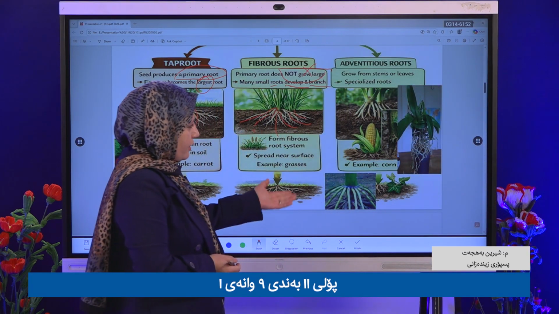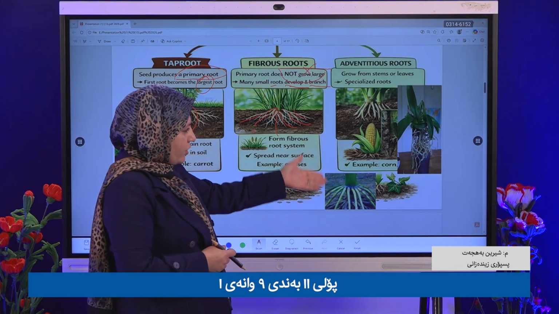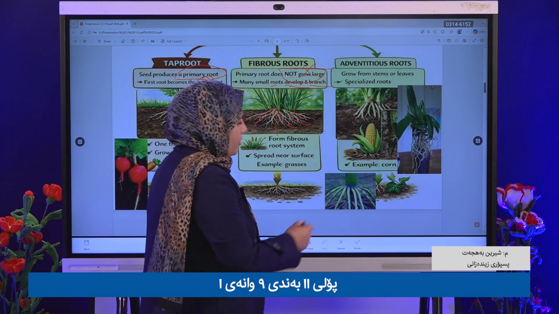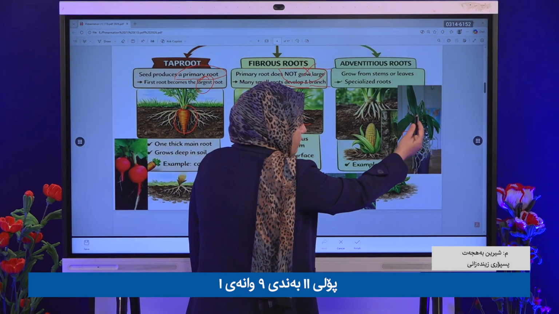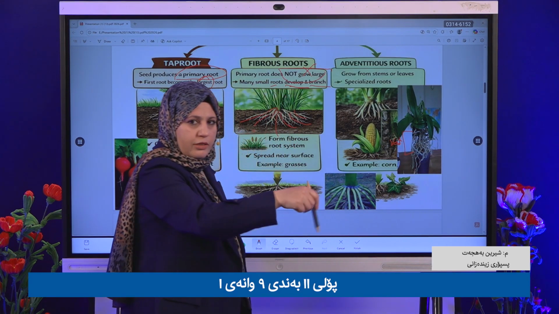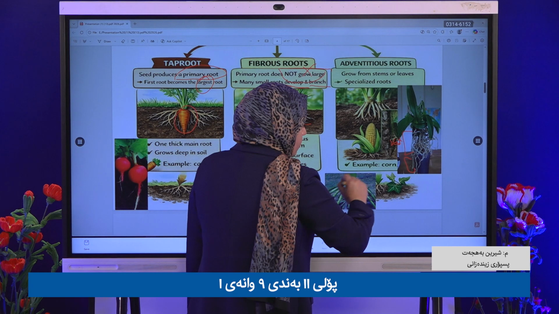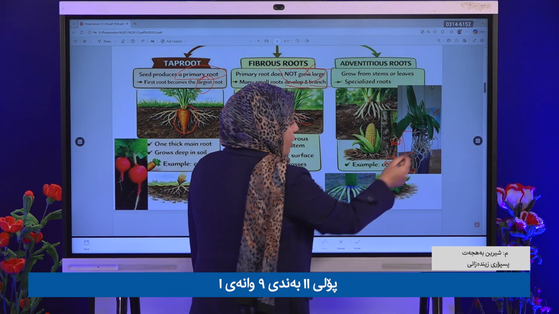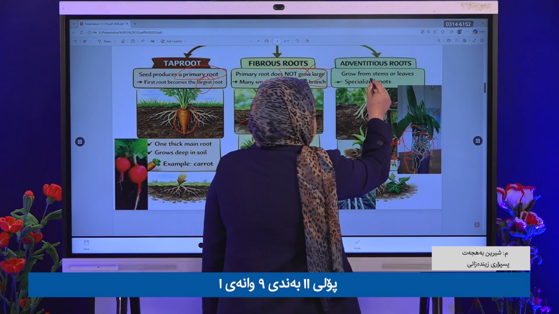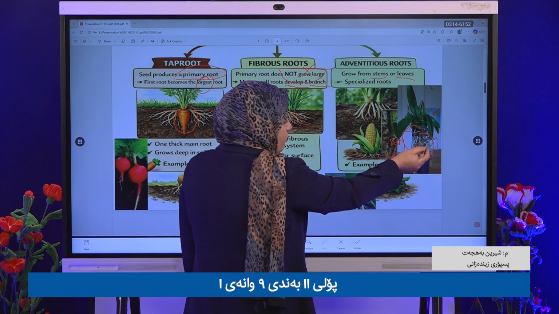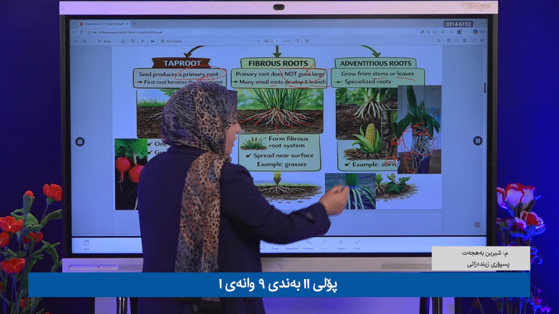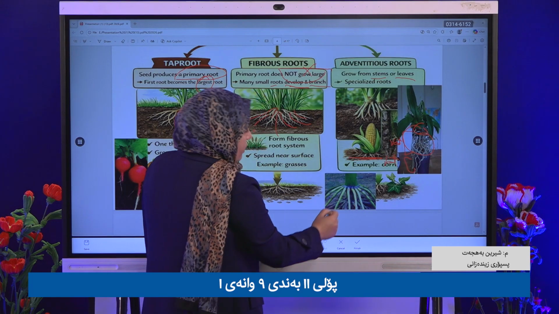And the last one, adventitious roots, grow from the stem. This one is very different. It has two types of roots: the original roots and other roots. Look at this plant. What is this part? It's root. And of course, there are other roots. So where does this part of the root grow? On the stem or leaves. For example, this root grows on the stem. Clear? And we have corn. Look at this one.